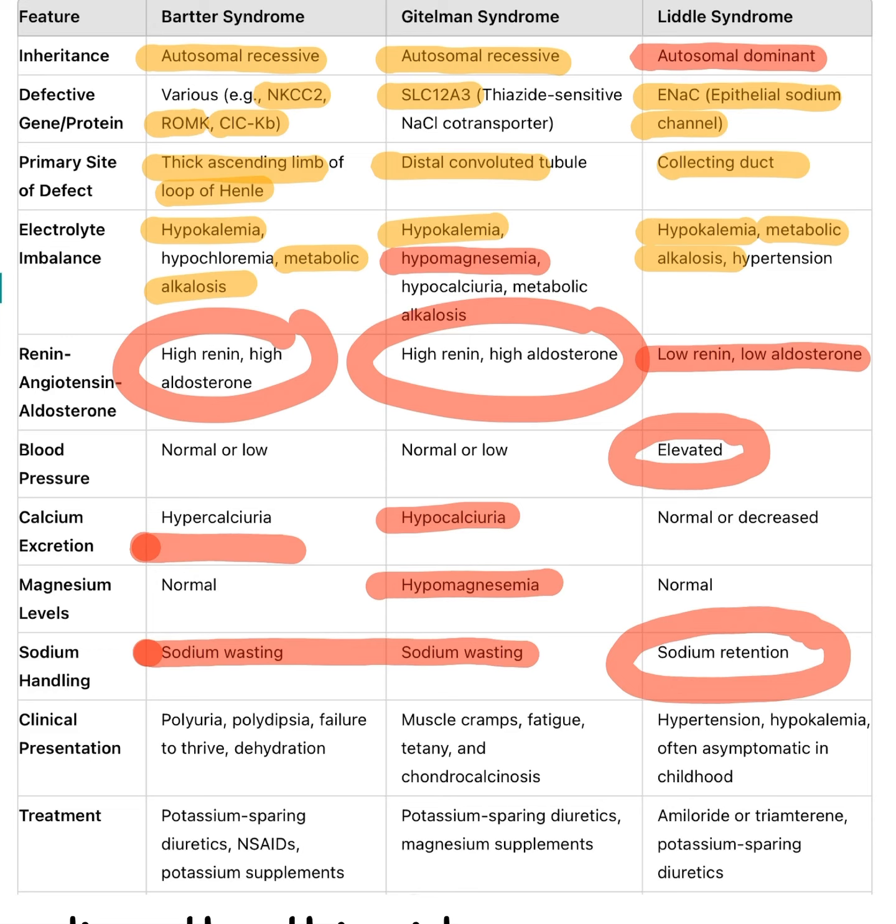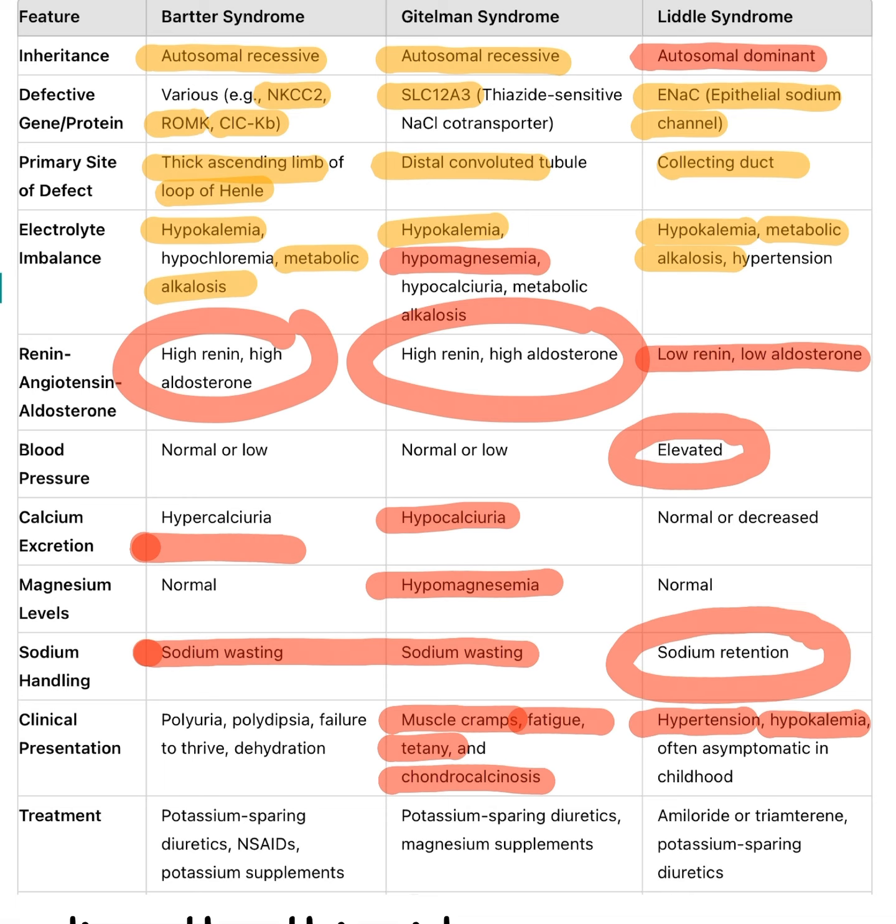Gitelman syndrome will present with symptoms of hypokalemia, like muscle cramps, fatigue, tetany, and chondrocalcinosis because of hypomagnesemia. Liddle syndrome will present with hypertension or symptoms of hypokalemia, just like Gitelman syndrome. Often asymptomatic in childhood, they will present in adolescents or adult patients.